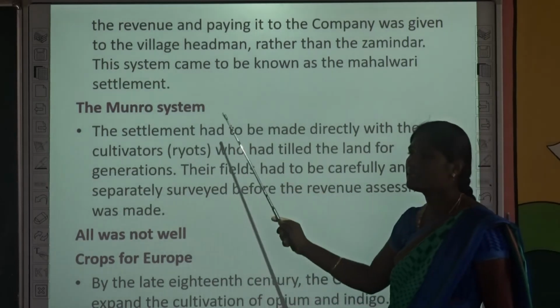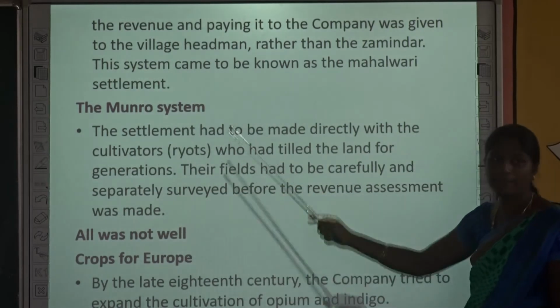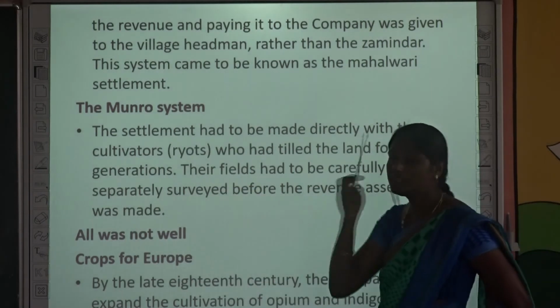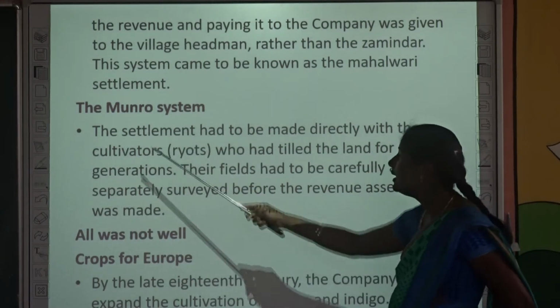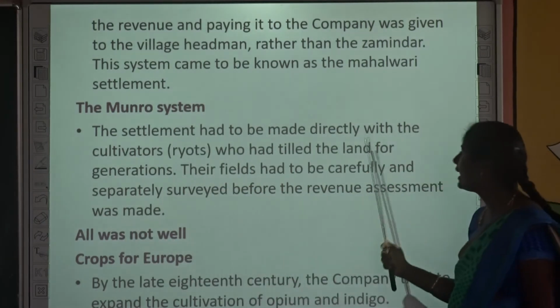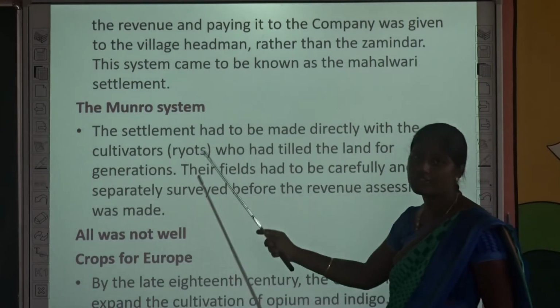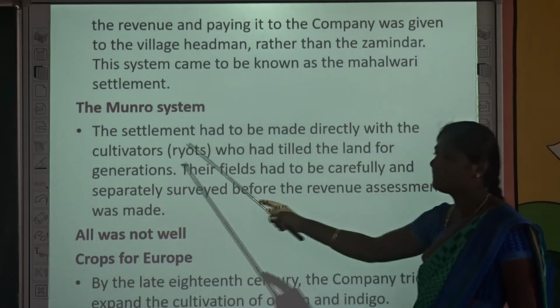Next one is the Munro system. Thomas Munro introduced another system. This settlement had to be made directly with the cultivators. Ryots means cultivators.